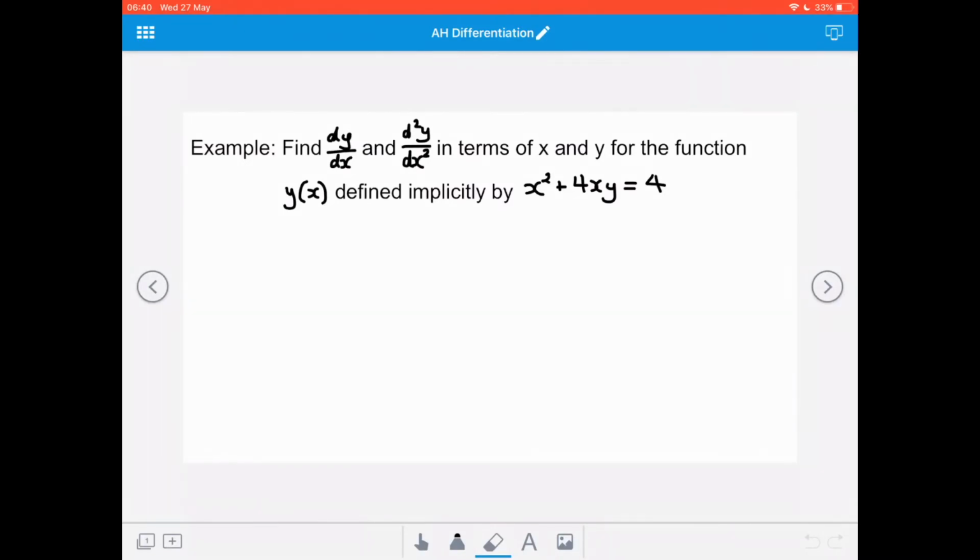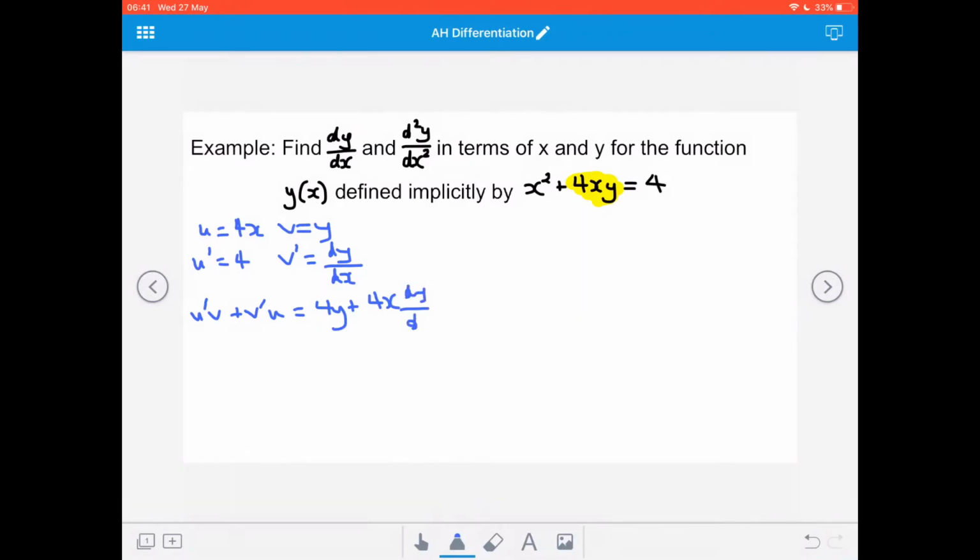So the first thing we're going to do is find that first derivative, and we need to have a look at this 4xy term because we need to use the product rule in order to differentiate that. So u is going to equal 4x, v is going to equal y, so u prime is going to equal 4, and v prime is going to equal 1 times dy by dx using the chain rule. And so u prime v plus v prime u is going to give us 4y plus 4x dy by dx.